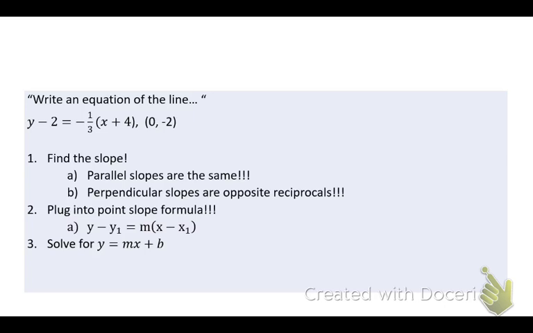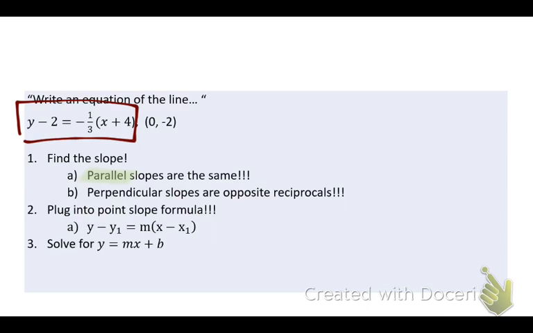Now a problem that says write an equation of a line. Okay, remember that you had 3 steps. Some of you plugged in random things and random formulas. You have 3 steps. Number 1 is to find the slope. Okay, you're going to be given an old line that looks like this, and you need to find the slope of the new line. Well, if it says that fantastic word, parallel, we know parallel slopes are the same.